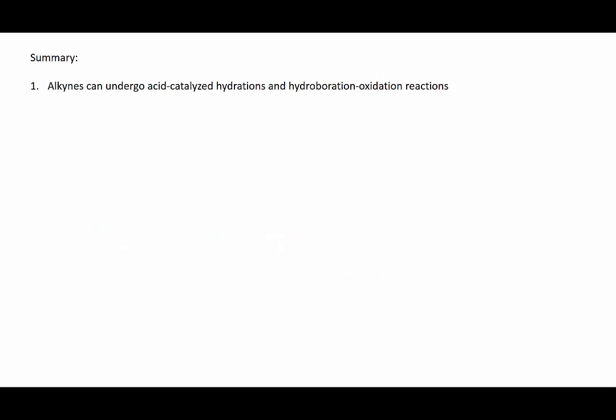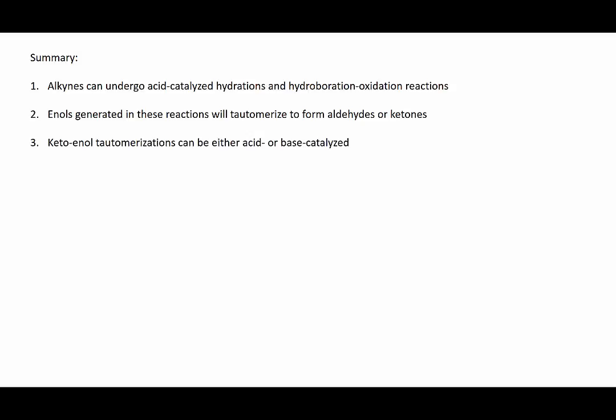To summarize, alkynes can undergo acid-catalyzed hydrations or hydroboration oxidation reactions following the same mechanism that you'd see with an alkene. However, enols generated in these reactions will immediately tautomerize to form aldehydes or ketones, depending on which conditions you used above. These tautomerizations can be either acid or base catalyzed depending on the pH of solution.